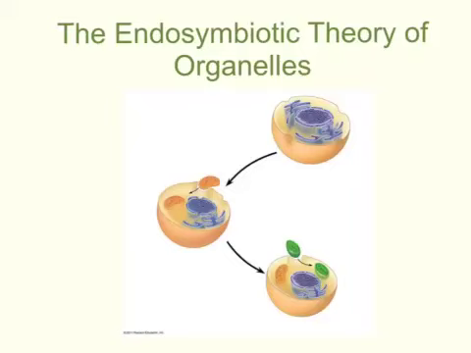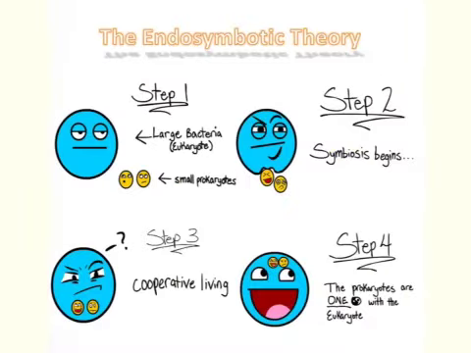Hello class, today we'll be talking about the endosymbiotic theory of organelles. How exciting. So what is the endosymbiotic theory of organelles, you may ask? Well, the theory basically states that the early eukaryotic cells, through a symbiotic relationship, took in bacteria such as early mitochondria and early chloroplasts. However, over time, they developed into dependent organelles and were no longer capable of living on their own. The prokaryotes are one with the eukaryote.